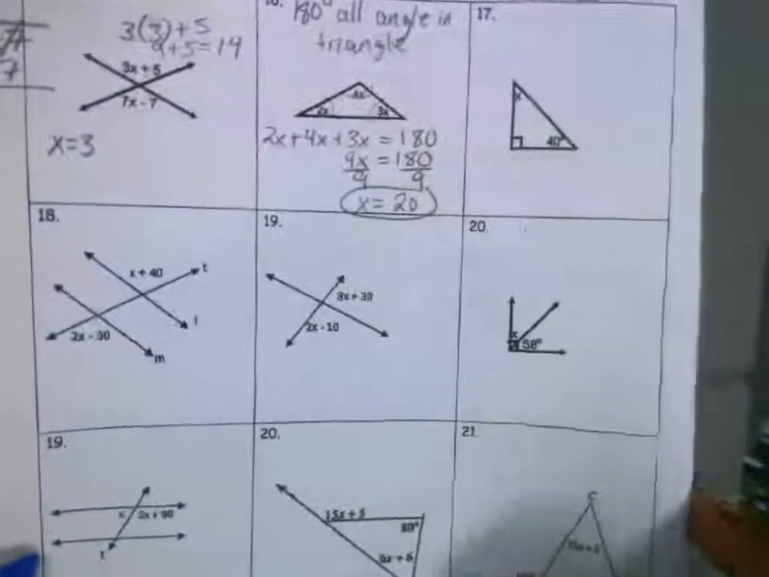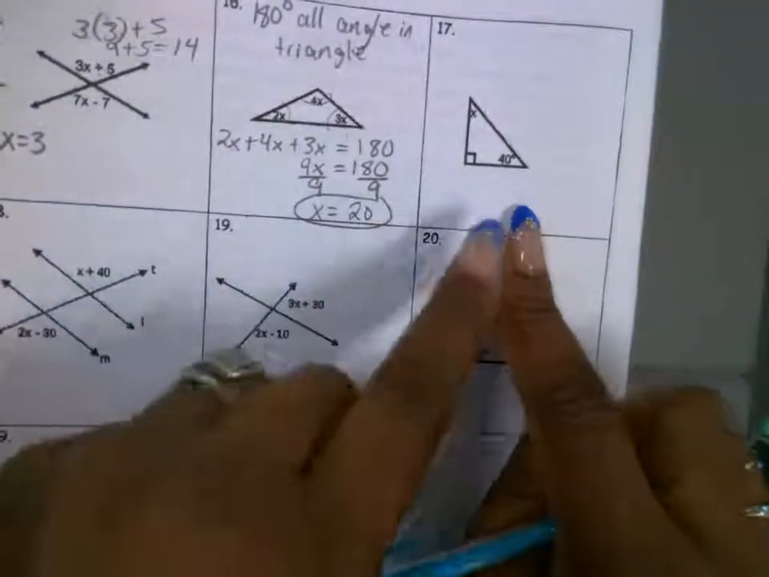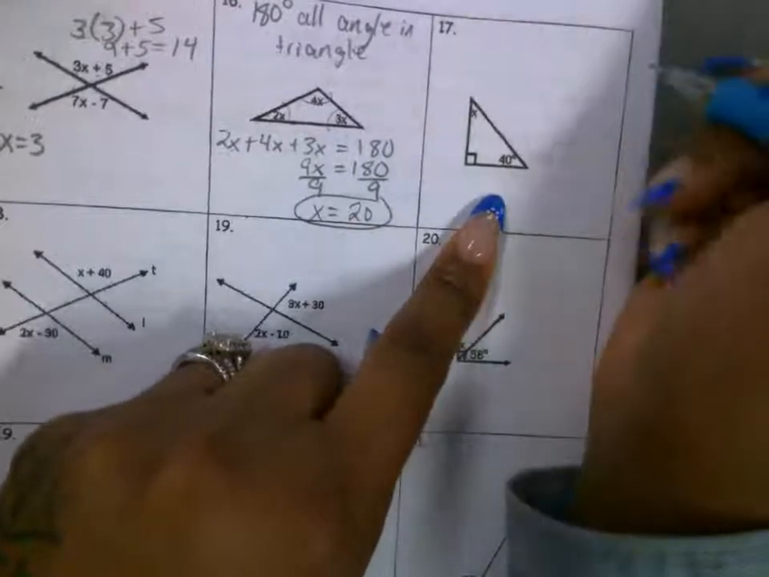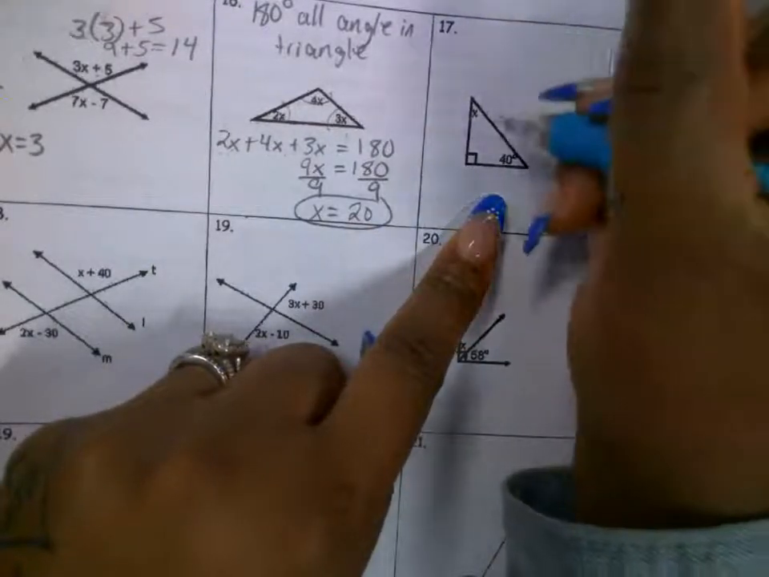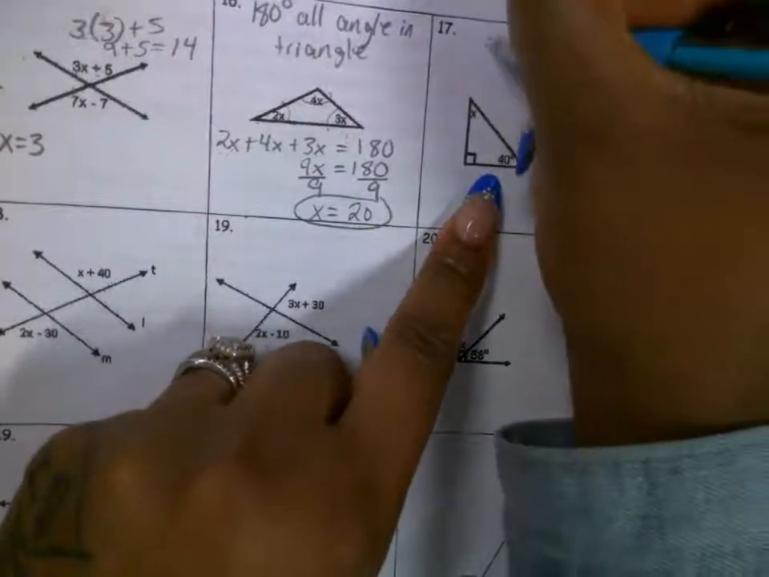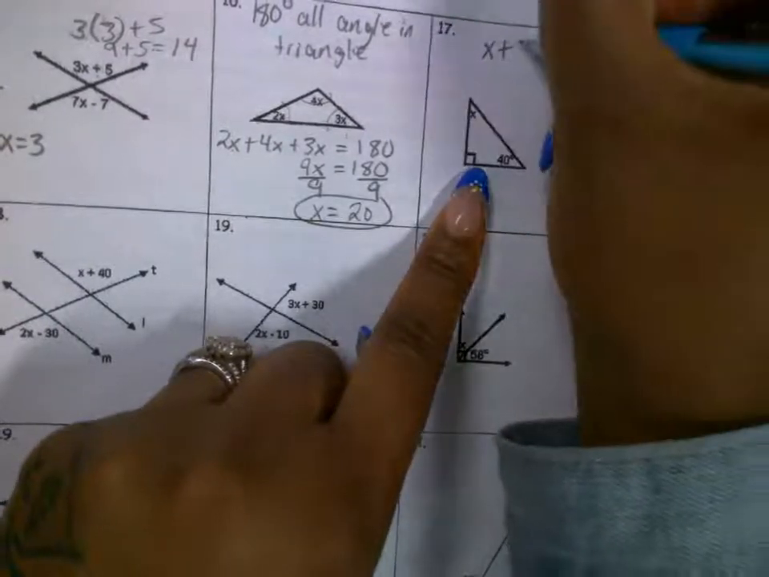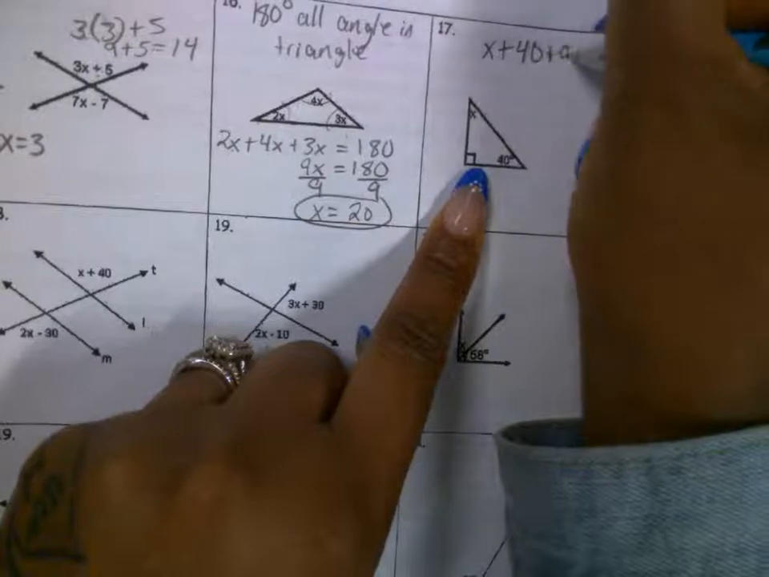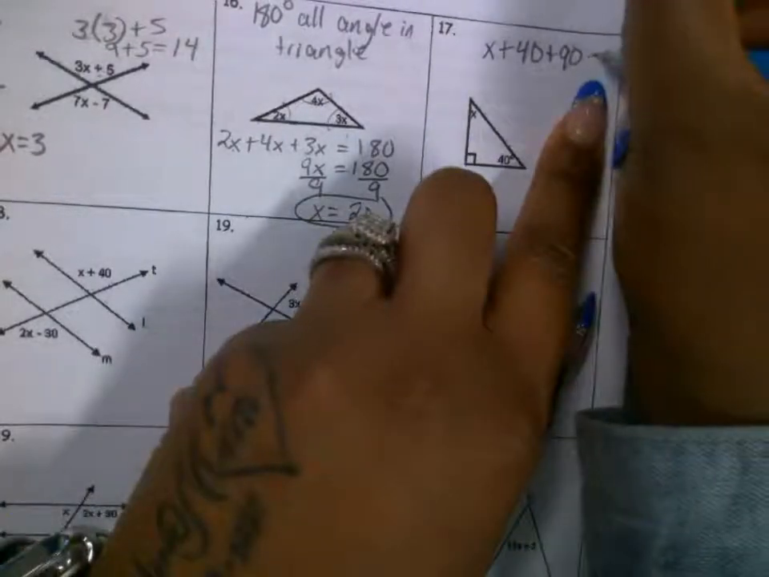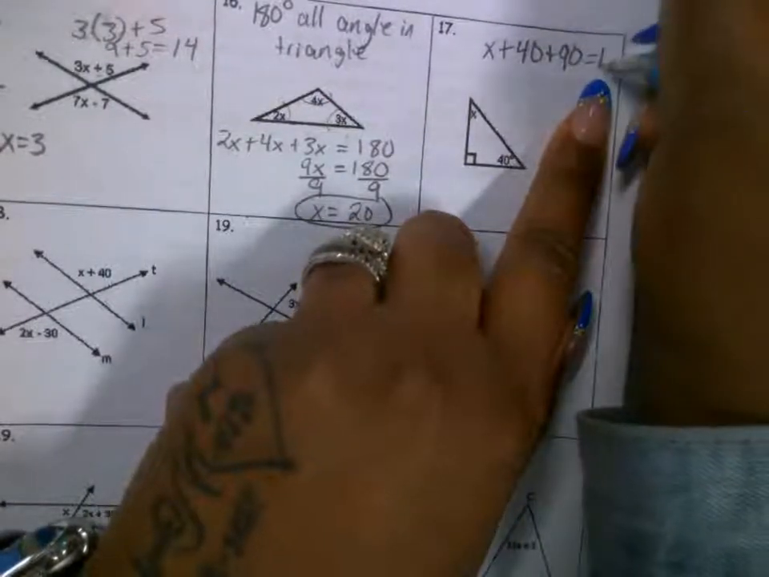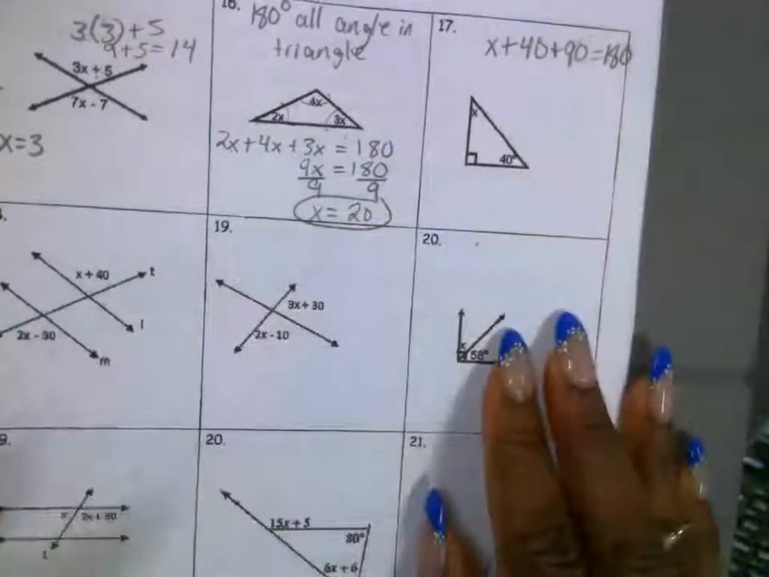All right, again, how do we set this up as an equation? I add all of these together. So that's x plus 40, plus 90, and what is it equal to? 180. Okay, so let's add them all together.